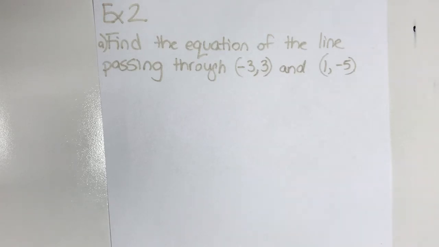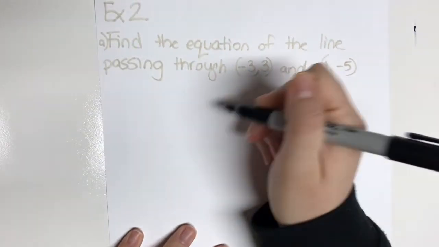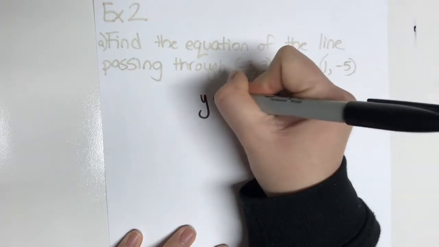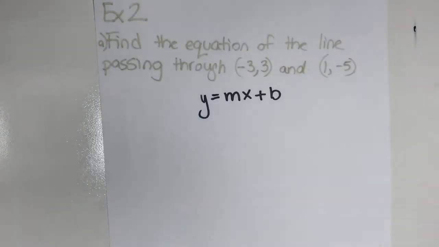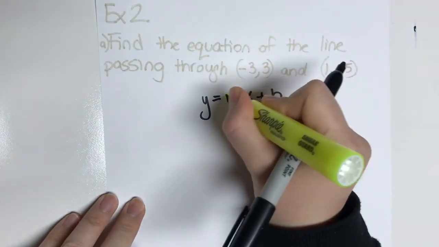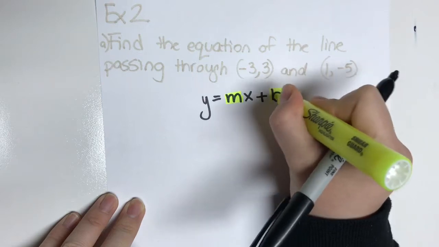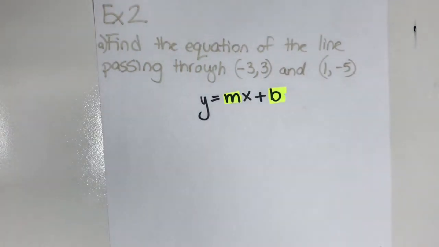Okay, so it's asking us to find the equation of a line passing through (-3, 3) and (1, -5). Anytime you're being asked to write the equation of a line, what I'm looking for is the form y equals mx plus b. So I want you to write it in this form where I can see what the slope is and I can see what the y-intercept is, so where it crosses the y-axis.